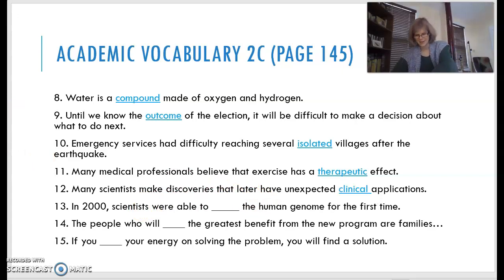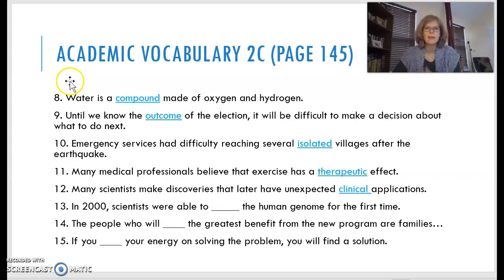Clinical applications. I hope you chose that. Clinical applications is talking about the way things are applied in real situations, clinical situations with patients and doctors. Scientists make discoveries about compounds and drugs, and they later have unexpected clinical applications. And here, clinical is talking about in the doctor's office, in the clinic, right? With real patients.